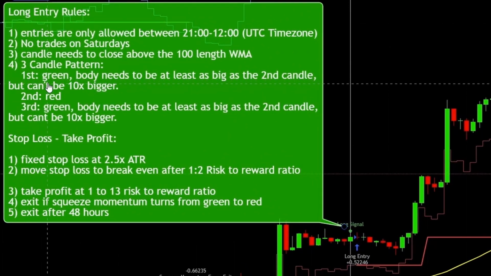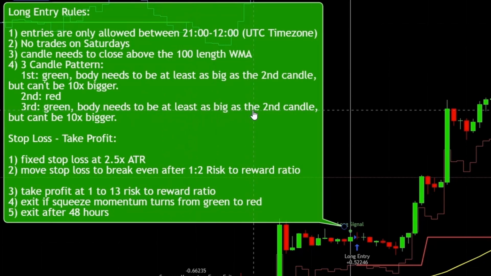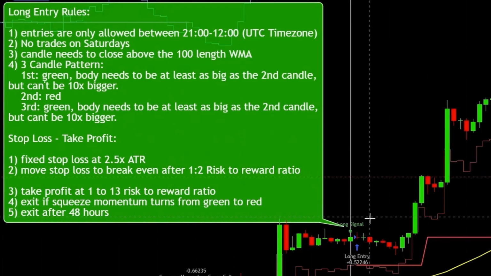The first candle needs to be green, and its body needs to be at least as big as the second candle, but it can be more than 10 times bigger. The second candle needs to be red, and the third candle needs to be green again. Its body needs to be at least as big as the second candle, but it can be more than 10 times bigger. So let's take a closer look at that candlestick pattern now.